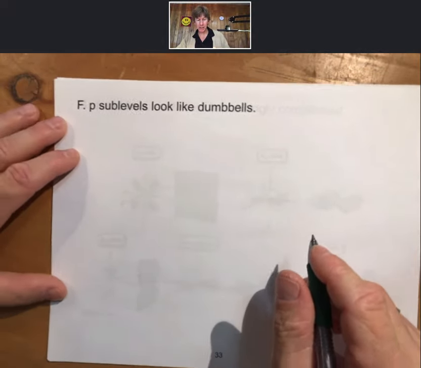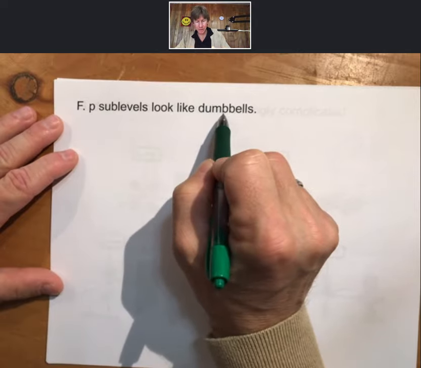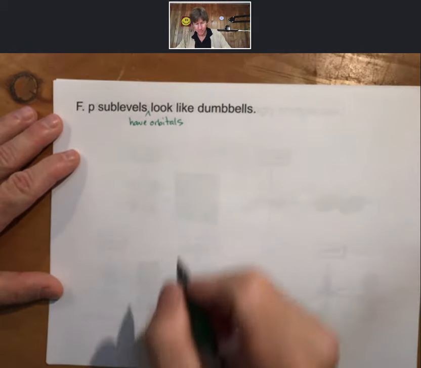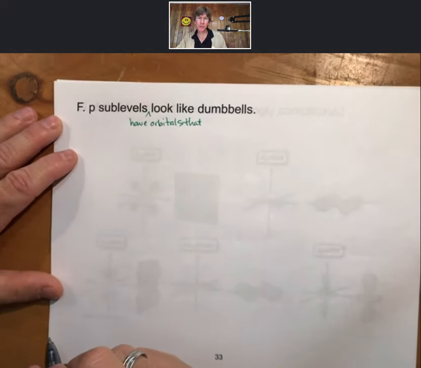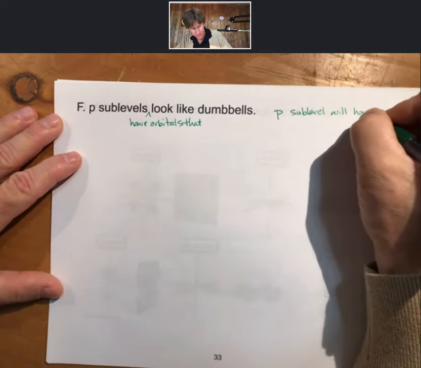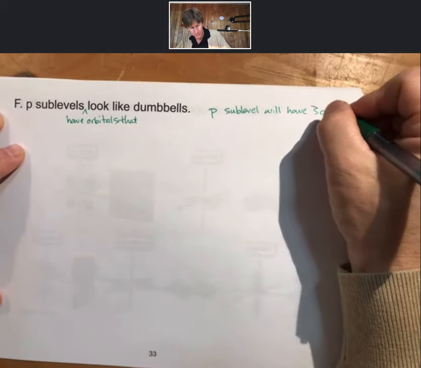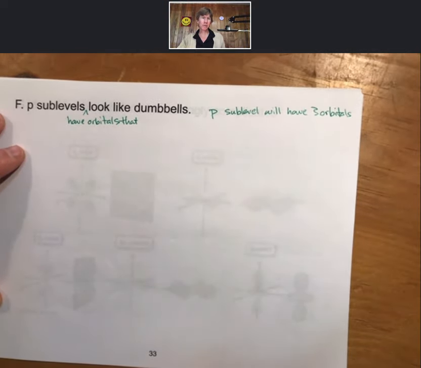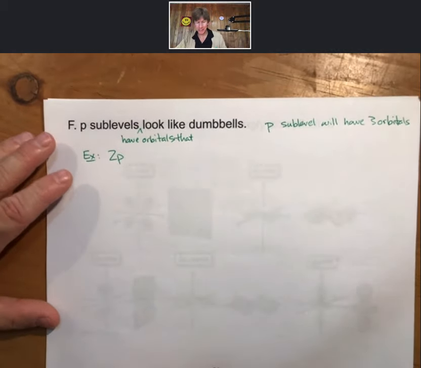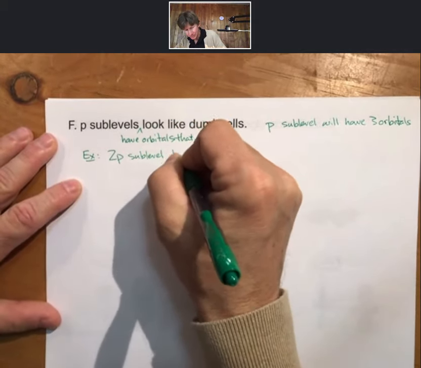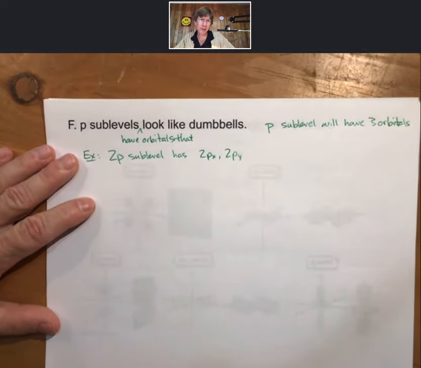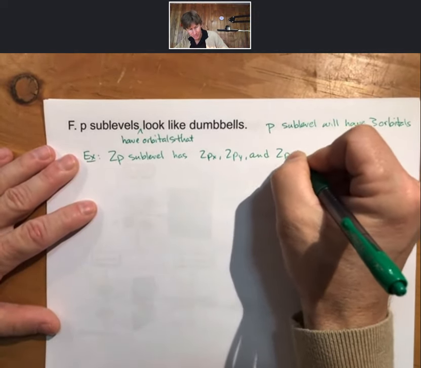P sublevels have orbitals that look like dumbbells. A P sublevel will have three orbitals. As an example, we'll look at the 2p sublevel. It has 2px, 2py, and 2pz orbitals.